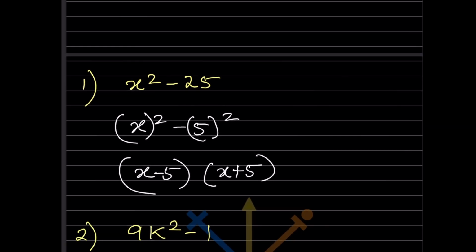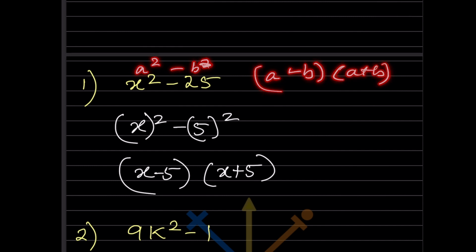Now this is in the form of x square minus 25. You can see 25 also is a perfect square, like x square. So what we can do here is write this in the form of a square minus b square. So how will you write it? A square minus b square means (a minus b) and (a plus b).